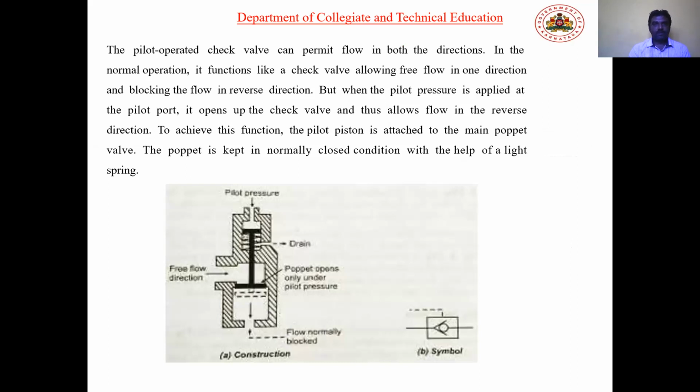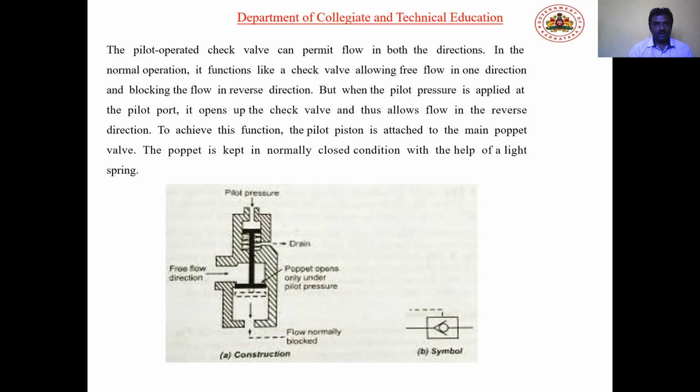Then we have the pilot operated check valve. There are two figures. Figure A shows the construction and working of this pilot operated check valve, and figure B shows the graphic symbol for the valve. This pilot operated check valve has a poppet that opens only under spring and pilot pressure. Then we have the pilot pressure, free flow direction, flow normally blocked, represented by a dotted line.